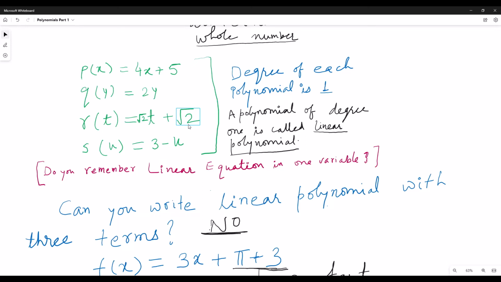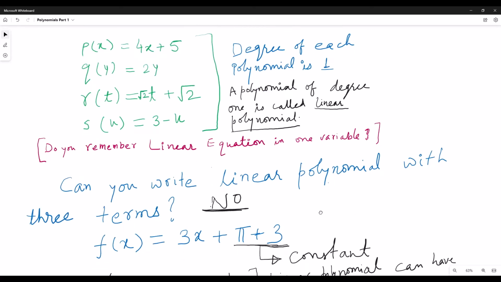So a polynomial of degree 1 is called a linear polynomial. So we have a linear polynomial where the degree of the polynomial is 1. So if the degree of the polynomial is 1, then it is called a linear polynomial.